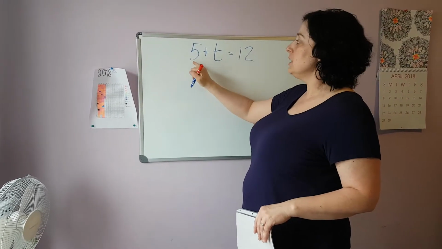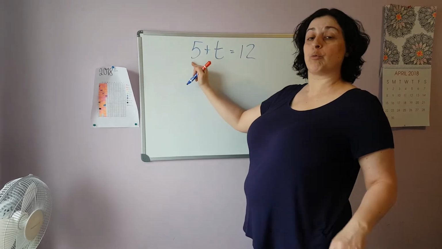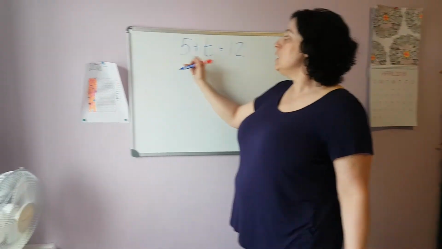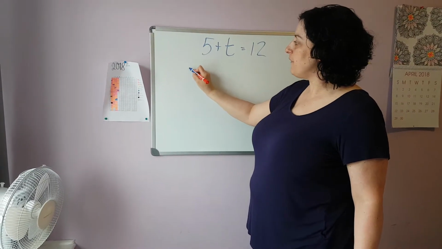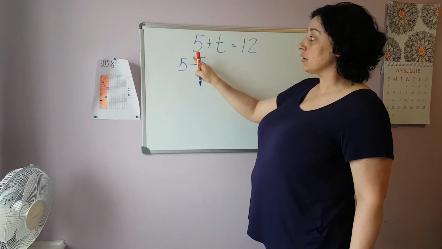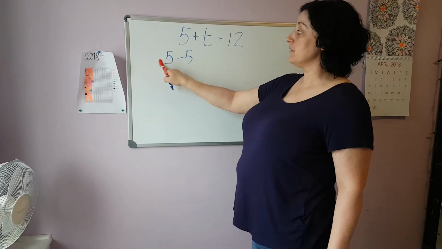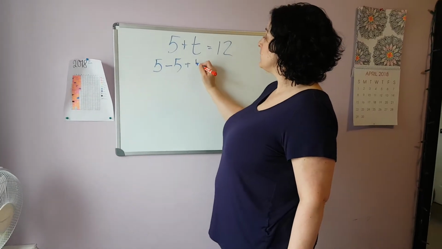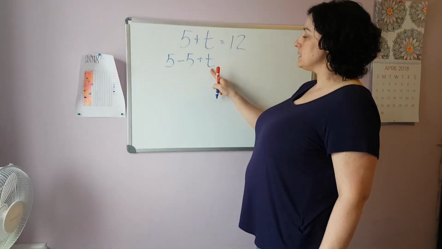It's still addition. It's attached to a 5. How do I get rid of a 5? I have to subtract a 5, right? So watch how I do that. I put my 5 and I take away my 5 over here next to where I had my 5. Positive 5 minus 5, that's going to equal 0. That's what we want. And my positive t is still over here, or my plus t is here.